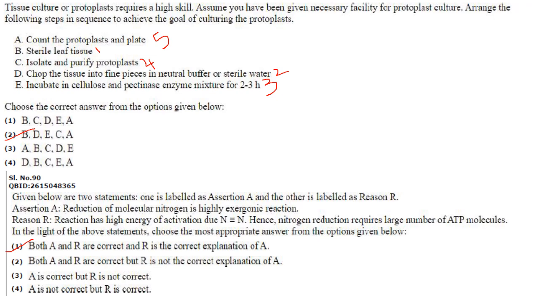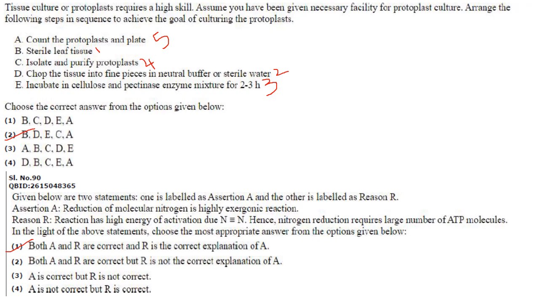Next one. Given below are two statements. One is labeled as assertion A and the other is labeled as reason R. Assertion: Reduction of molecular nitrogen is highly exergonic reaction. Yes, during nitrogen fixation. Reason: Reaction has high energy of activation due to N triple bond N. Hence nitrogen reduction requires a large number of ATP molecules.